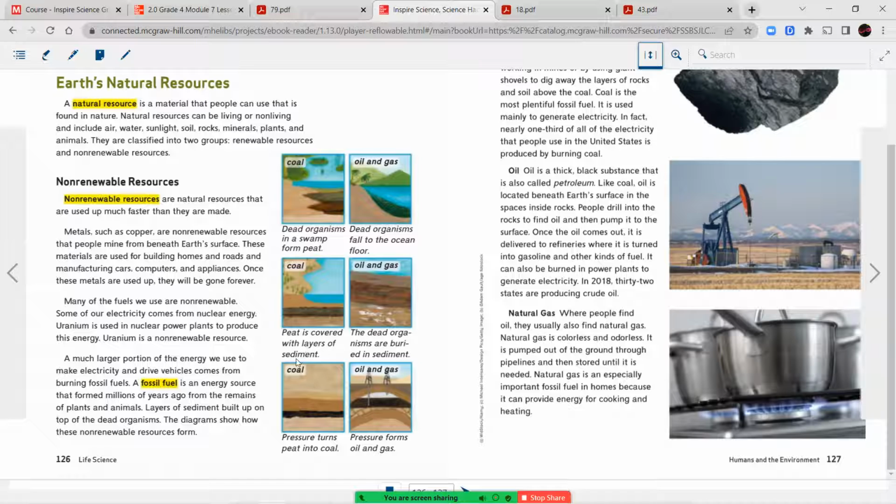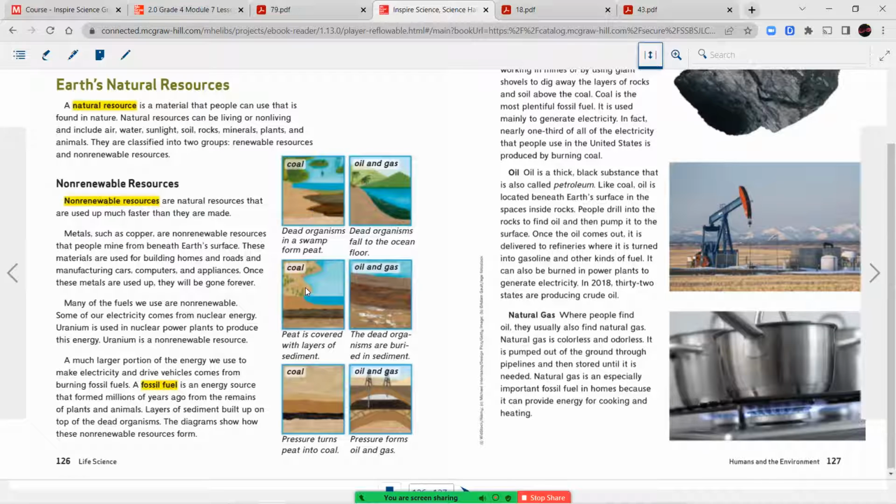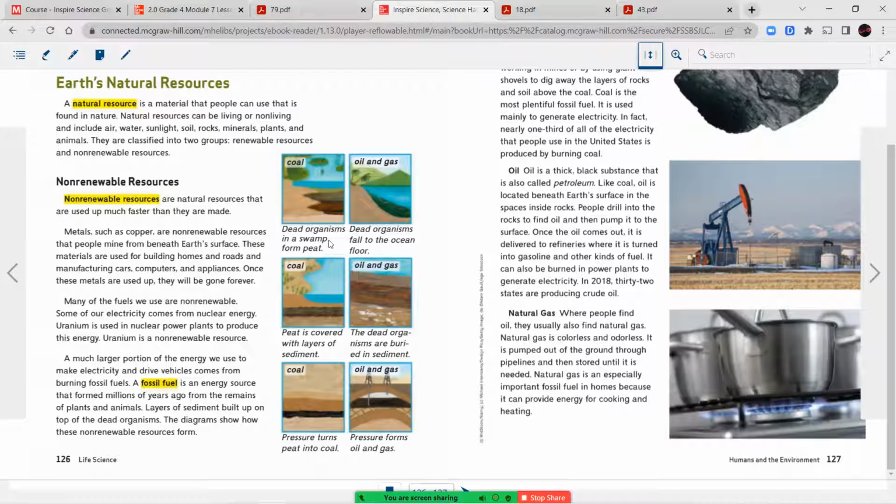Peat is covered with layers of sediment. So sediment is little pieces of rocks and dirt that got carried over. And then pressure turns peat into coal. So you can see that all of these, this is how it's forming. There's the coal, the dead organisms become peat, and then the peat is covered with layers of rock, and then over time, the heaviness and the pressure from those different layers that are forming over it turn it into coal.